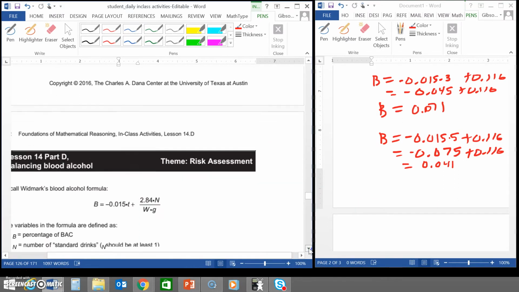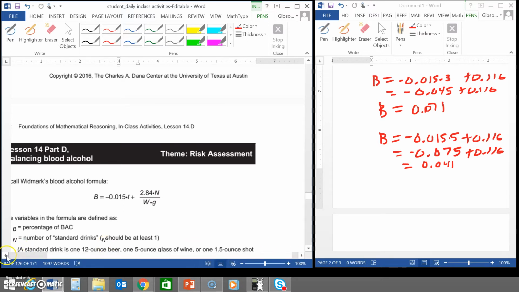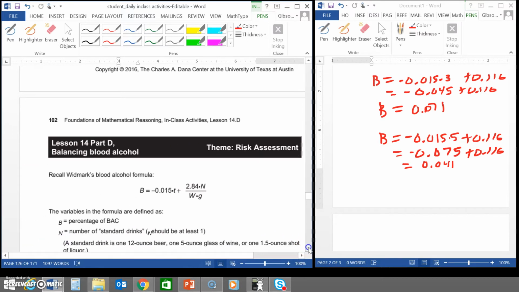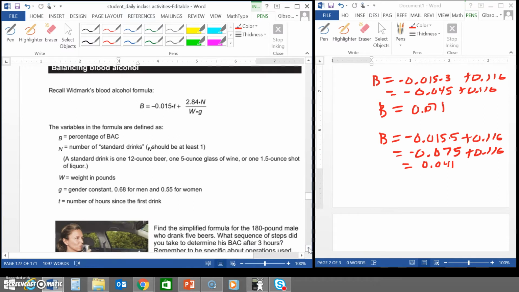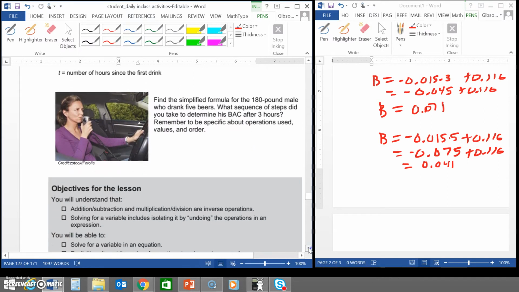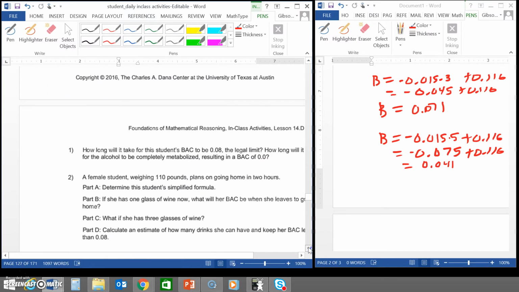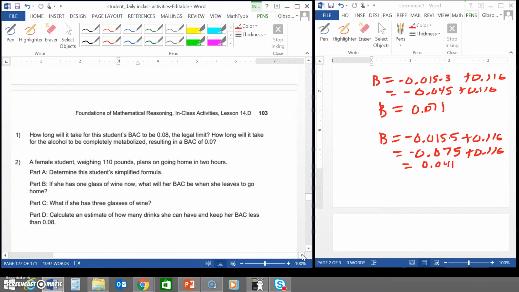Okay, now we go here to lesson 14, part D. It's basically using the same exact formula. But when we go here, our questions are a little different. So I didn't really need to read all of D, but we could come here to these questions. It says, how long will it take for this student's BAC to be 0.08, the legal limit? How long would it take for the alcohol to be completely metabolized, resulting in a BAC of 0?